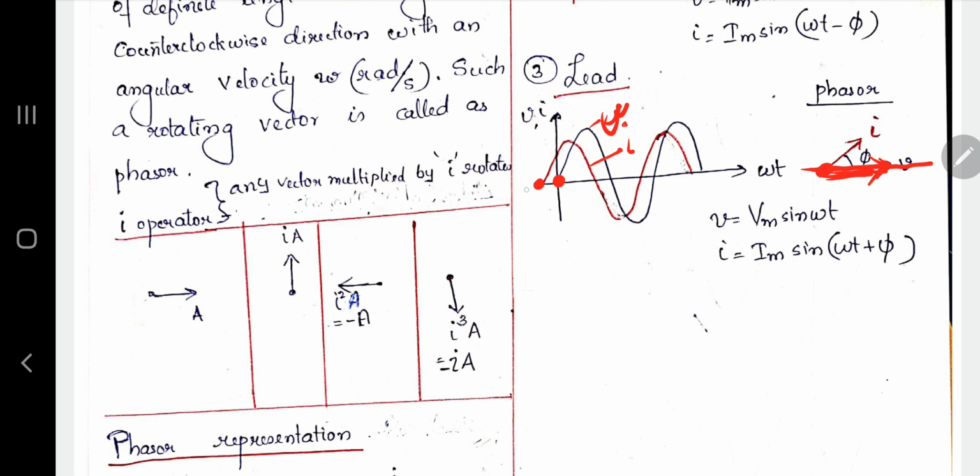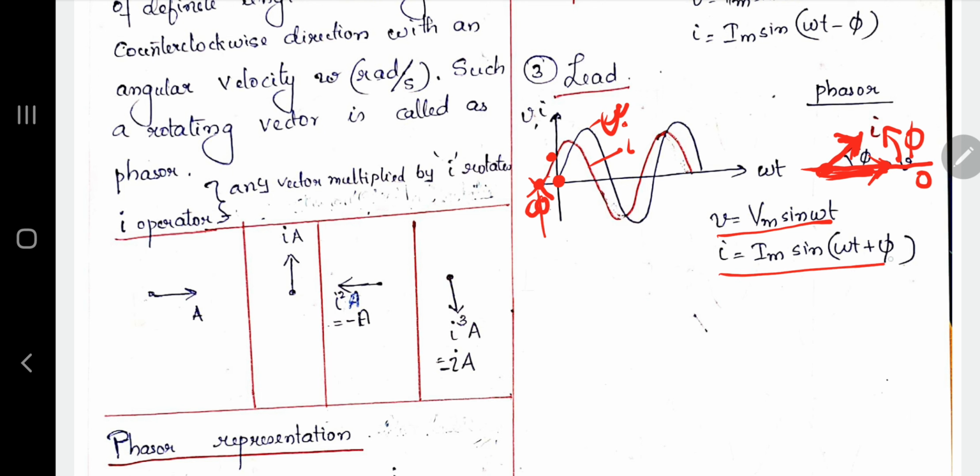You can see that the current has already reached its 0 position 5 degrees before. Before 5 degrees it was on the 0 axis, then it moved and reached this point. So here you can represent the current phasor like this. Why? Because it is moving in a counterclockwise direction and before 5 degrees it was already having the 0 value. So for representing this, we mention I as ahead. It is before the voltage. This is how you have to mention it.